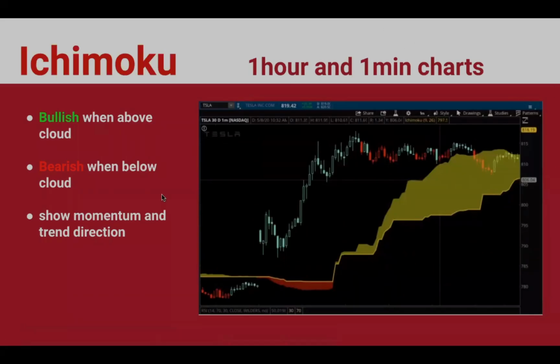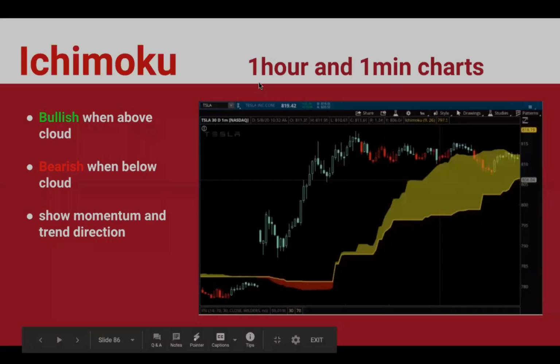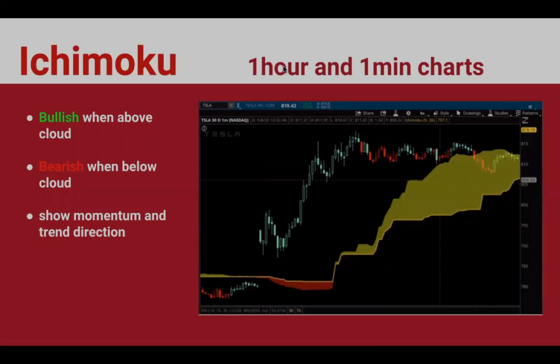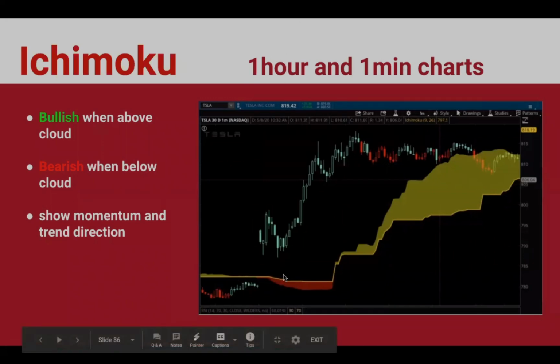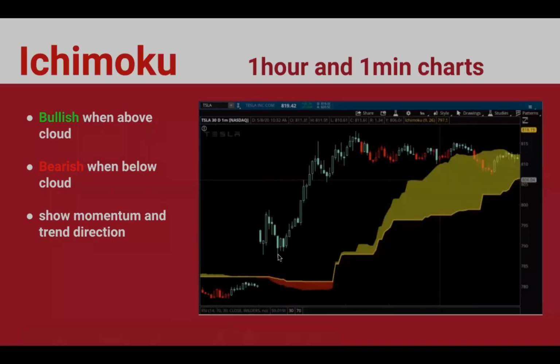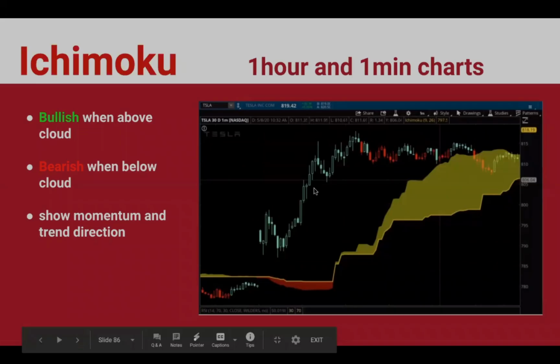Now, the Ichimoku, you're going to use on the 1 hour chart and the 1 minute chart. So that means you're going to use it for 1 to 30 day trades or in and out the same day. You're going to hear us talking about the Ichimoku in the Ninja Trading Room all the time. When the stock is above the Ichimoku, remember, we want 3 moves. 1, 2, 3. Billionaires, suckers, advanced traders. You get in when the advanced traders get in.